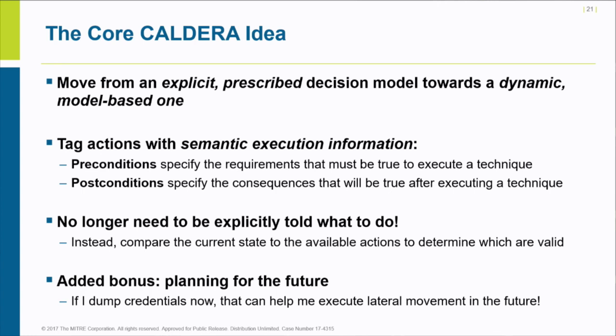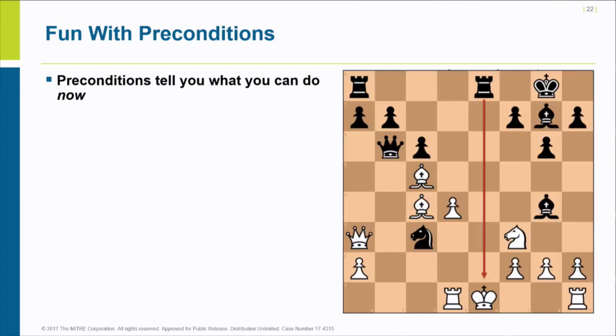Now, I no longer need to explicitly tell CALDERA what it needs to do. Instead, it can compare what it knows about its current state to the preconditions of its available actions, and then it can determine which action it should execute. As an added bonus, by having preconditions and postconditions, I can now plan for the future. If I dump credentials now, that will help me execute lateral movement sometime in the future.